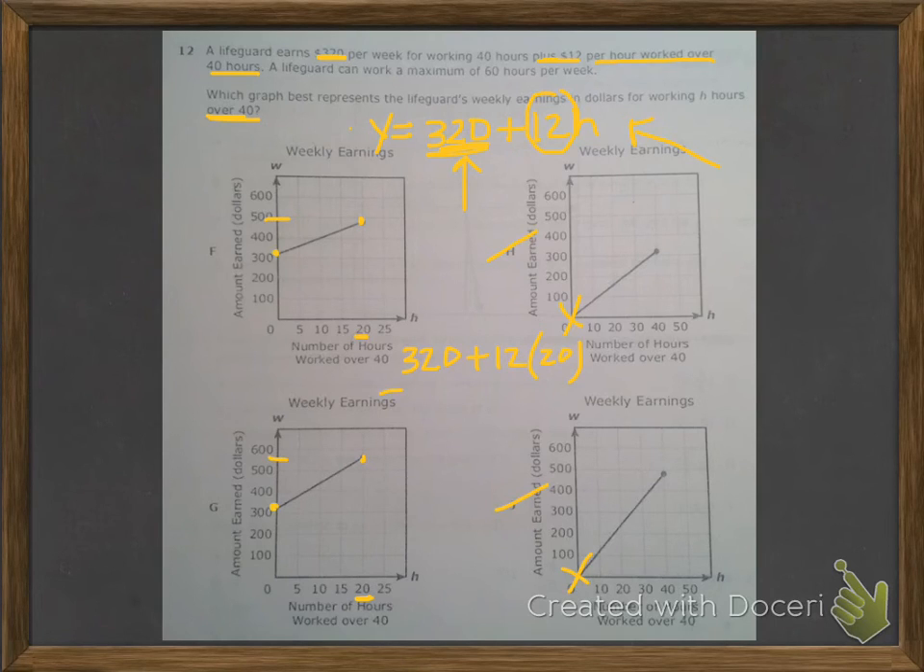Okay, so I'm just going to evaluate this. 320 plus 12 times 20 is 240. And then if I add 320 and 240, I get $560. That should be the output when my input is 20 hours over the 40. So if I look at both of these, F is a little bit below 500 and G is somewhere between 500 and 600, probably pretty close to 560, so I'm going to pick G as my answer.